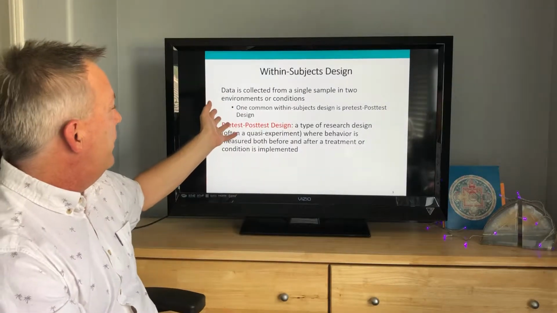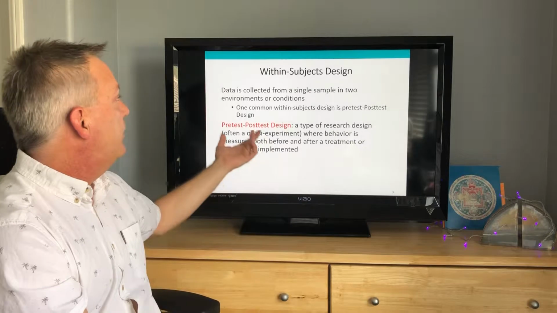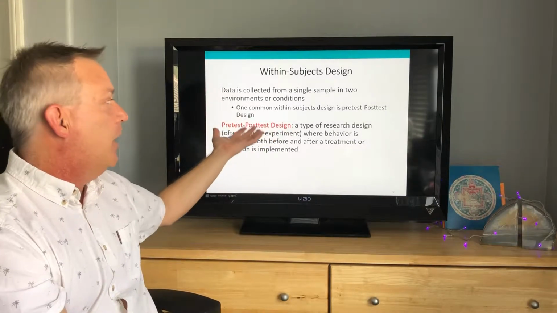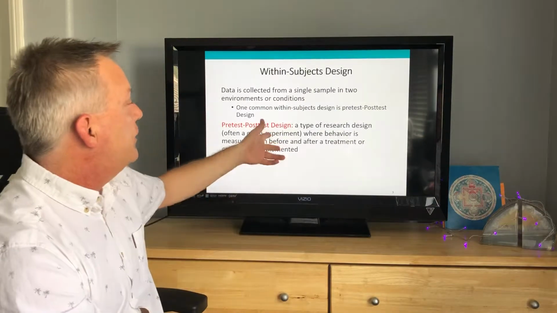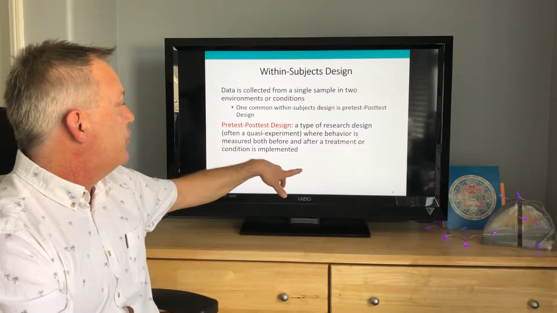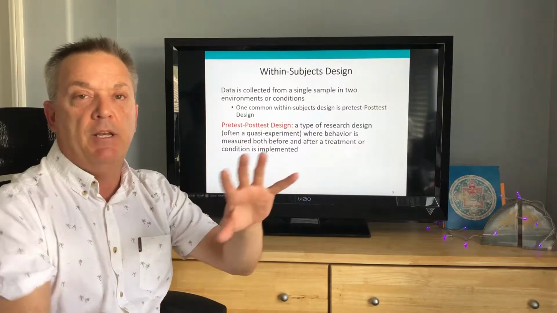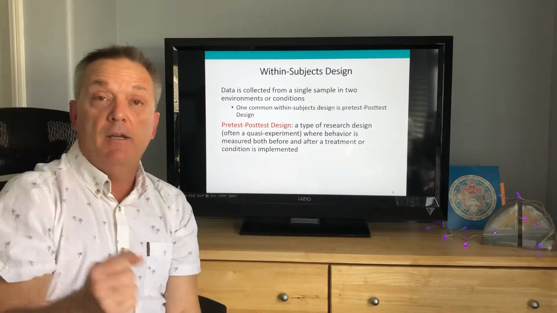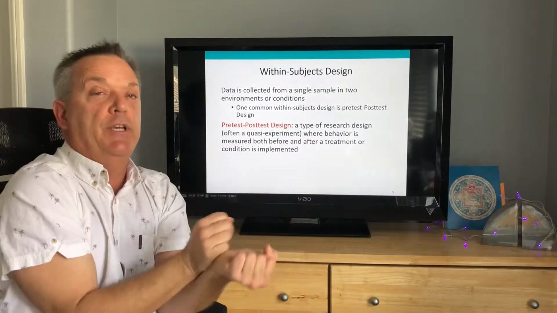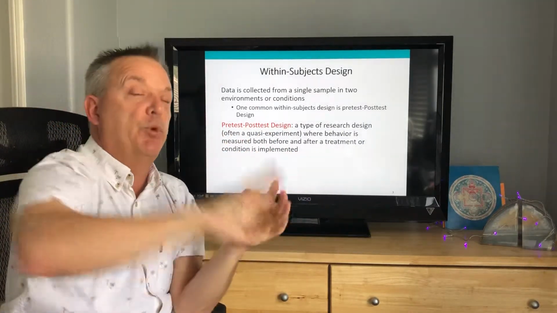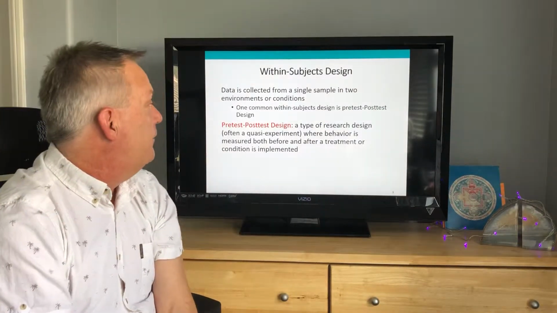Let's see what I have up here. Why did I even write it, right? Data is collected from a single sample in two environments or conditions. One common within subjects design is the pre-test, post-test, a type of research design where behavior is measured both before and after a treatment condition is implemented. And of course, you're going to compare the after scores to the before scores. And hopefully, if you're predicting improvement, you're going to have an increased positive score for those.